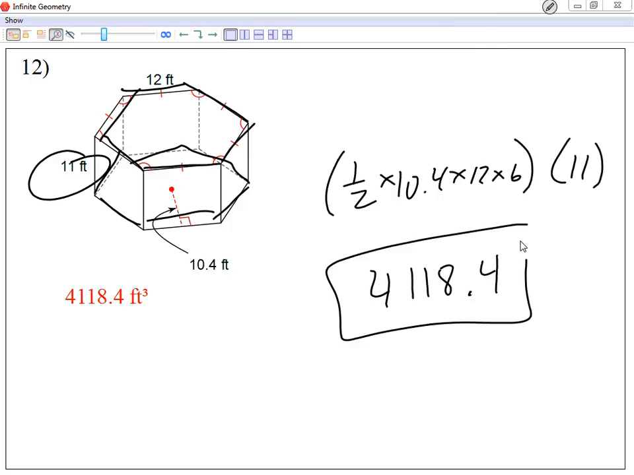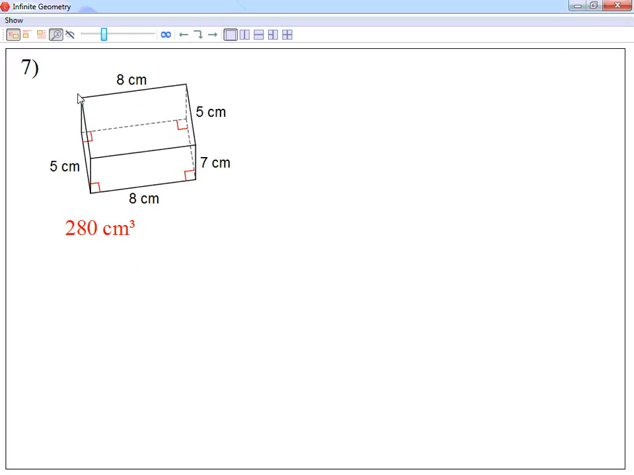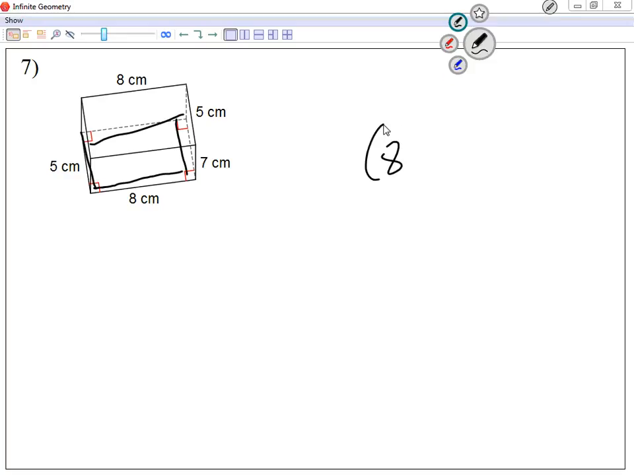Number 7? Sure. Looking at number 7. Let me take my cheat sheet away. So my rectangle, it's an 8 by 5 rectangle. So 8 times 5, that's the area of the base. Now the height is 7. So that's 40 times 7.